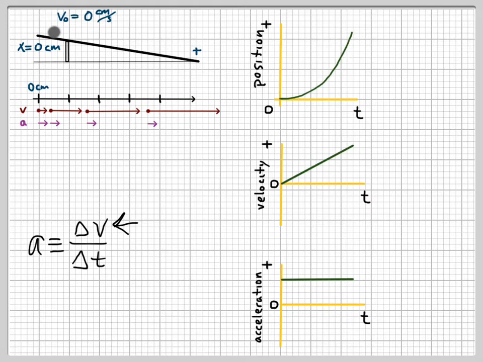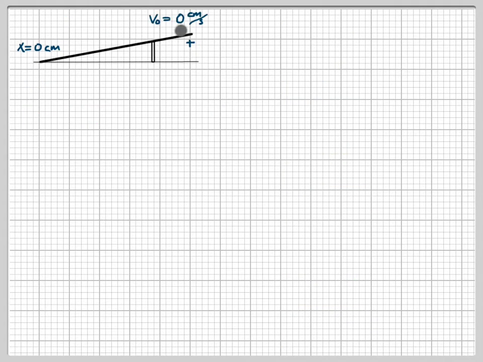Let's consider another situation. This was a ball starting at the origin, moving in the positive direction down the slope of an incline. In the next situation, I want to consider the opposite direction of motion. The ball is still starting from rest. This time it's moving in the negative direction, and its initial position is away from the origin. So in my motion map, my first position is away from the origin.